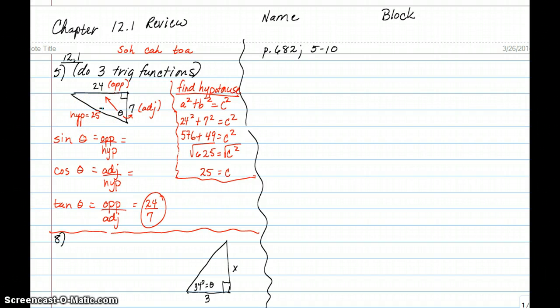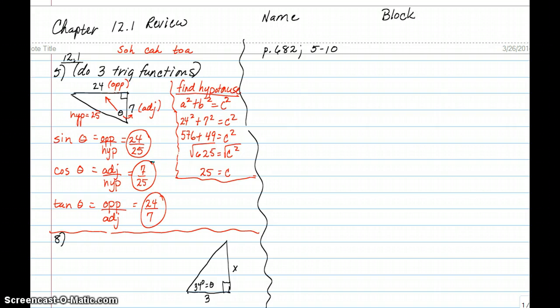So the opposite is 24. Hypotenuse is 25. That cannot be simplified further, so that is the ratio you're going to write. Don't make it a decimal, leave it as a ratio. And then cosine is adjacent over hypotenuse, so 7 over 25. Once again, that can't be simplified any further, so you leave it as 7 over 25.